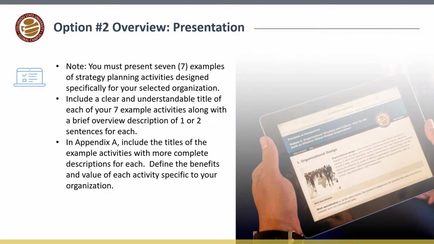You're going to include a clear and understandable title for each of your 7 example activities along with a brief overview description. And in Appendix A, you're going to provide a more detailed description, including the benefits and value of each activity. Why are you recommending that they be used? What benefits can they provide? What kind of outputs can the managers expect to get?